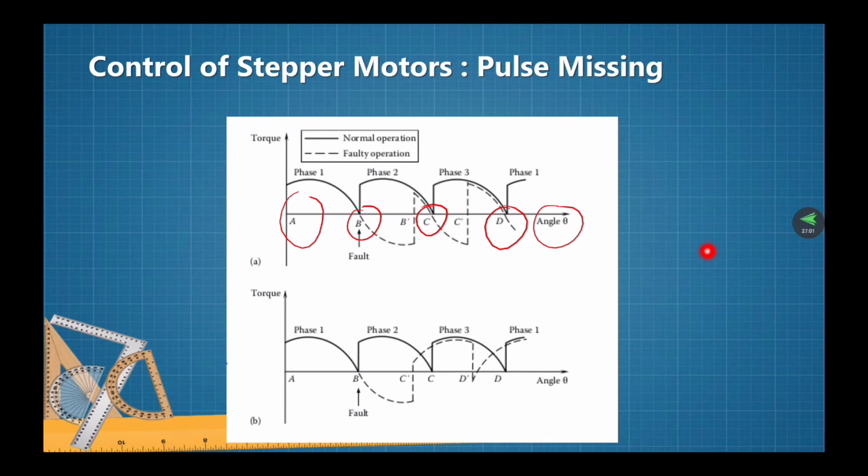The torque generated by the motor under normal operation without pulse missing is shown as the solid line. Note that phase 1 is excited at point A and phase 2 is excited at point B, and phase 3 is excited at point C, and then so on. Okay, a pulse is missed at B.